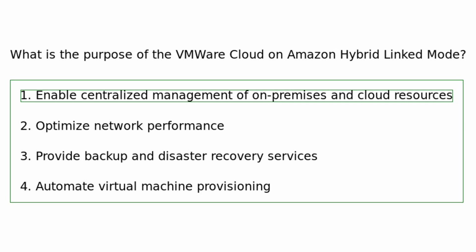VMware Cloud on AWS Hybrid Linked Mode allows customers to manage their on-premises VMware environment and VMware Cloud on AWS resources from a single vCenter interface, enabling centralized management and administration.